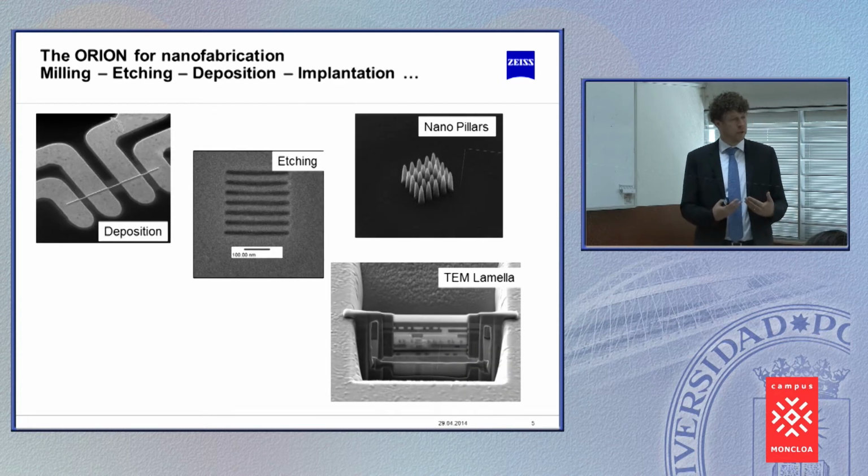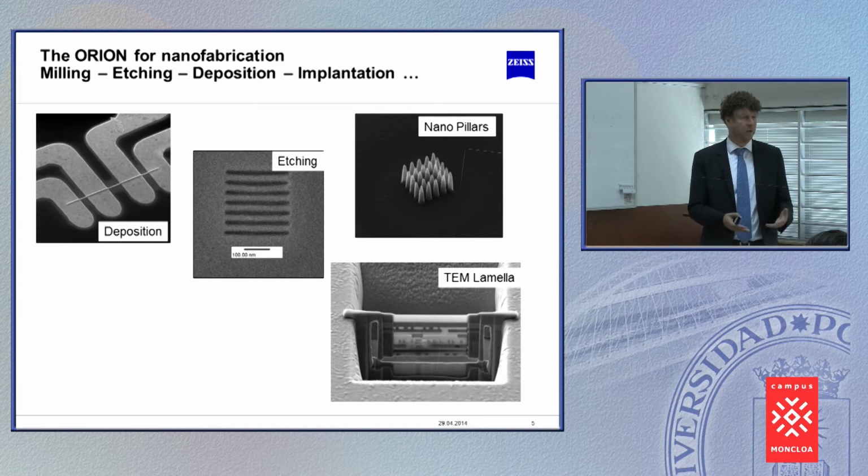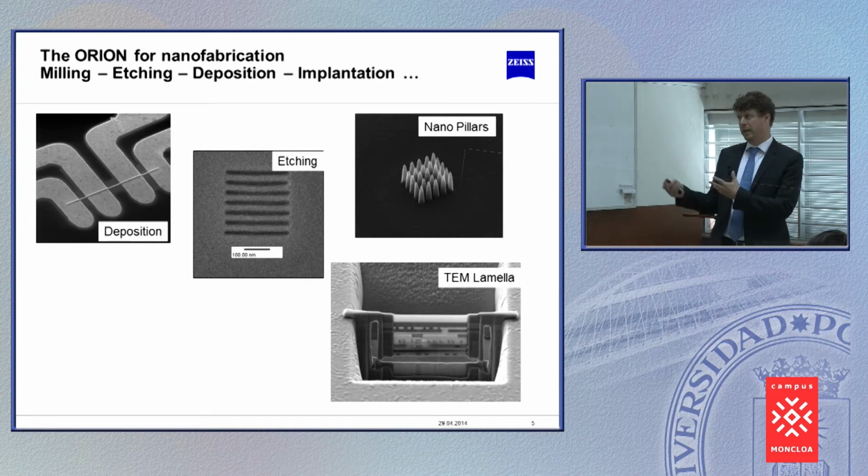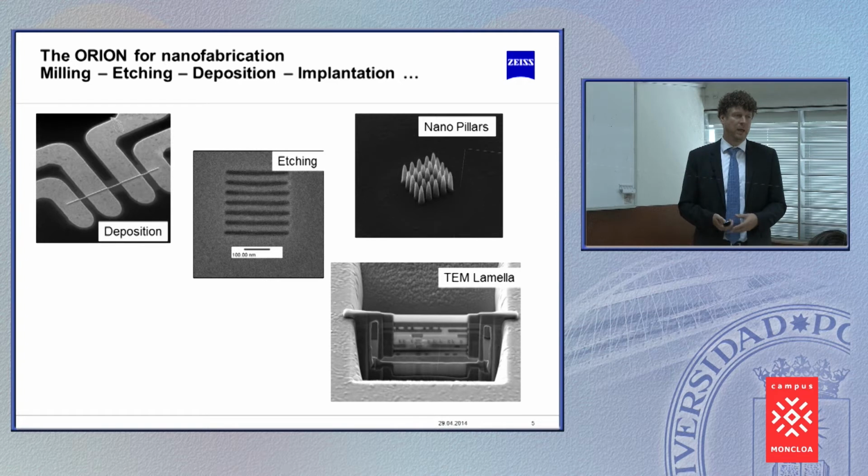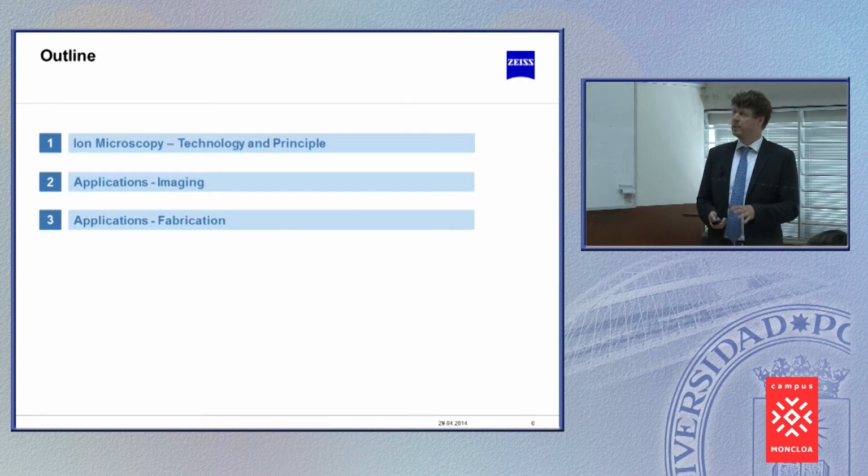Later on I will show you experiments of nanofabrication, because you can also use helium, neon or gallium to do nanofabrication on your samples. You can deposit material, you can etch, you can grow pillars on your samples, or later on you can also prepare TEM lamellas. So this is my outline.